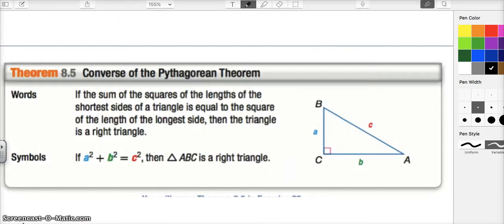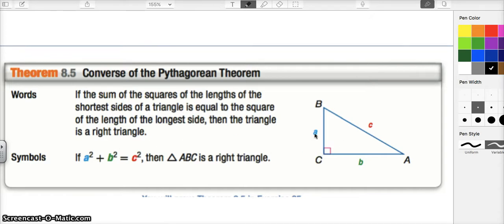Yeah, you would. So this theorem is giving us the converse of the Pythagorean theorem. And the converse basically means you start with what we had as our conclusion, and we go back to our hypothesis. You remember converse, all those statements earlier in the year? Okay, so if the sum of the squares of the lengths of the shorter sides of a triangle is equal to the square of the longest side of the triangle, then the triangle is a right triangle.